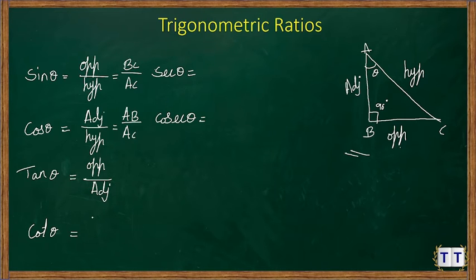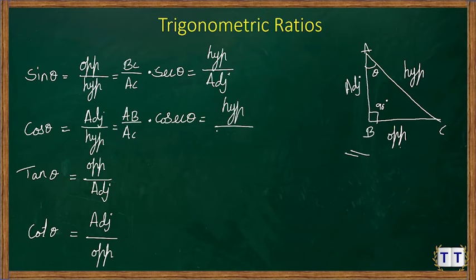Okay, then we have cot theta. Cot theta is adjacent by opposite. Then we have secant theta. What is this secant theta or sec theta? This is hypotenuse by adjacent. Okay, and this is cosec theta, which is hypotenuse by opposite. Okay, these are all the formulas: sine theta, cos, tan, cot, sec, cosec.